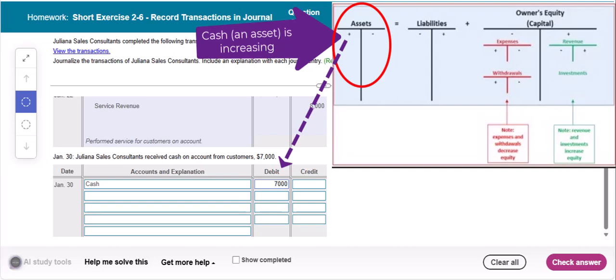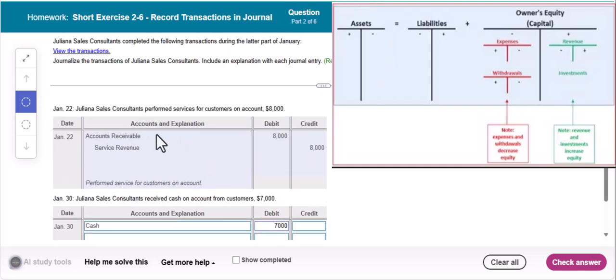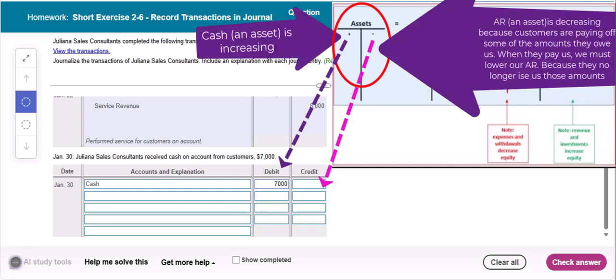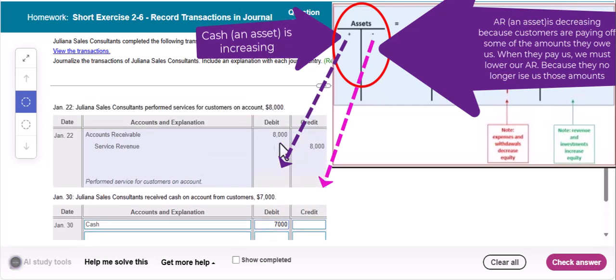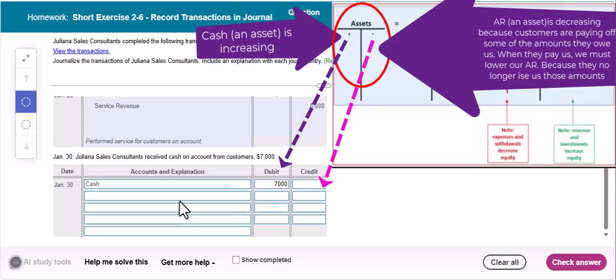And then, so why did we receive this cash? Well, because we received it on account, which means the customers are paying off some of their accounts receivable with us. So up here, we increase the accounts receivable with a debit of $8,000, and now our customers are paying some of that with $7,000. So we need to lower our accounts receivable, and notice up here with a debit, again, that increased the accounts receivable balance, and down here we're decreasing the accounts receivable balance. So that is going to be a credit on the right hand side for accounts receivable to lower it.